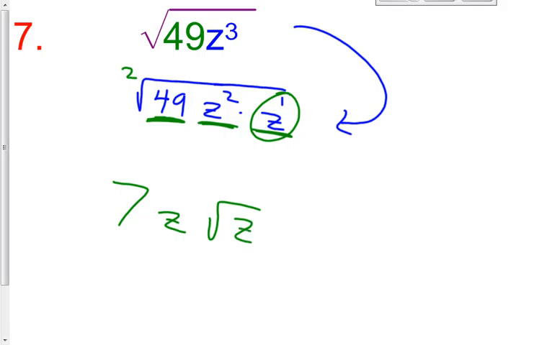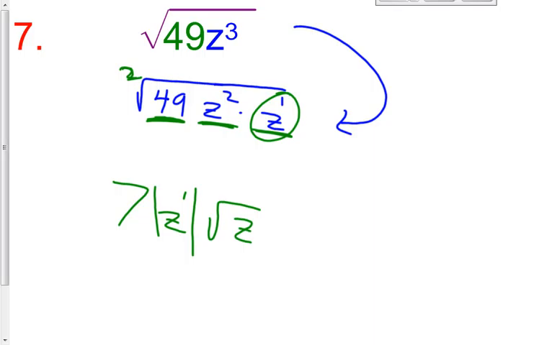Square root of z. Now class, there is an understood 1 right here. When that's the case, this is an odd exponent, and we had an even index, so I need absolute value signs right there. 7 times the absolute value of z times the square root of z. I hope that makes sense to you. Be sure to let me know if you have any questions on that.